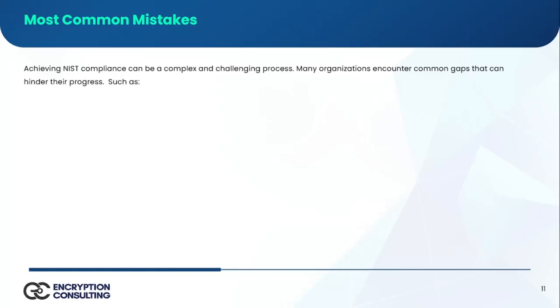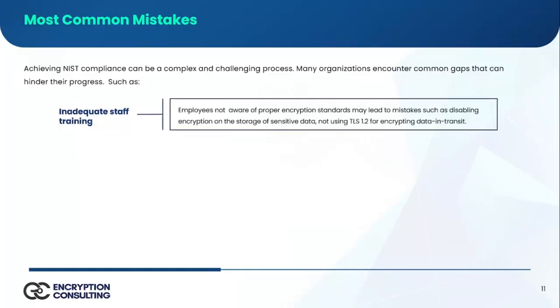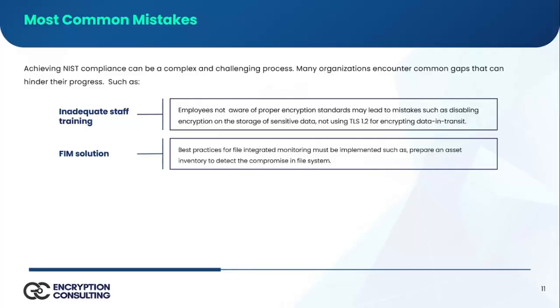So here are some common mistakes that organizations may tend to overlook, but can turn into major compliance issues later. For example, inadequate staff training. It's important that the IT or the security team should make sure that the necessary encryption standards are followed within the organization. File integrity monitoring.